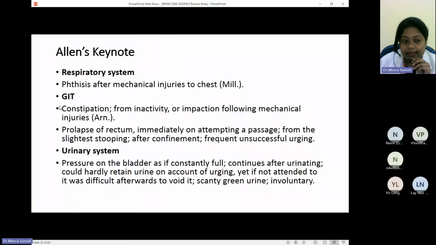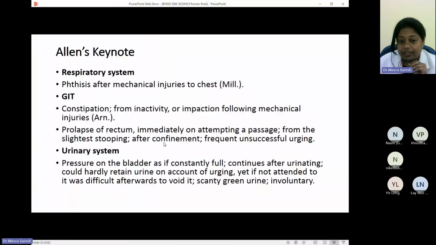And GIT, as I told, the anal and the rectal prolapse, and mostly due to constipation. And constipation is appearing because of inactivity or stool getting impacted in the anal or rectal region following some mechanical injury. So here also in that complaint they come in comparison with arnica. This prolapse of rectum can happen during constipation, but other than that, it can happen immediately on attempting a passage. So the person is putting the slightest exertion even to pass the stool. At that time itself, the prolapse can happen.